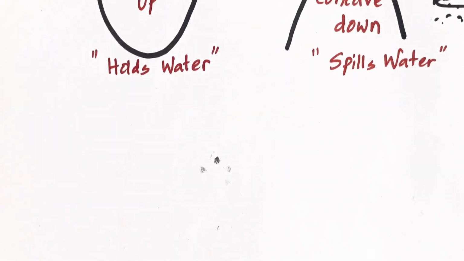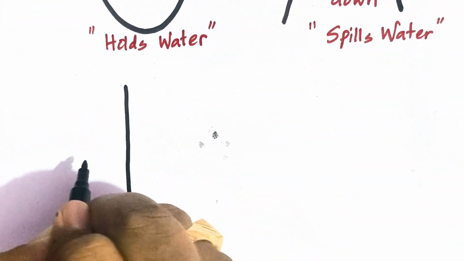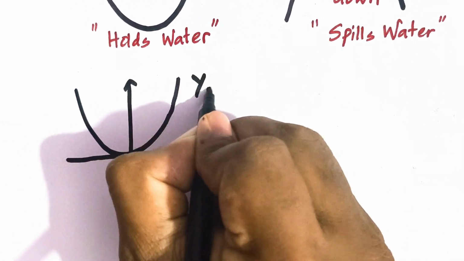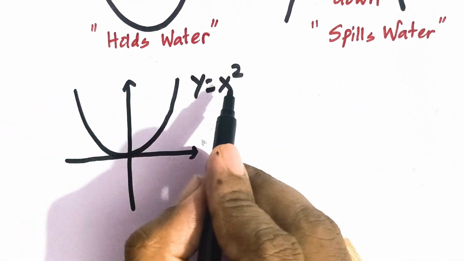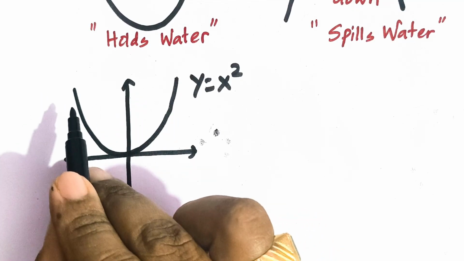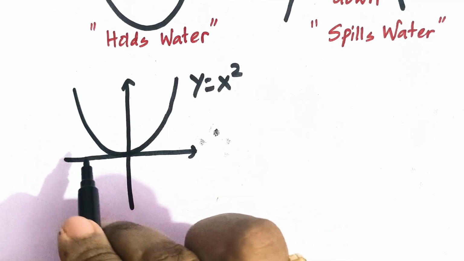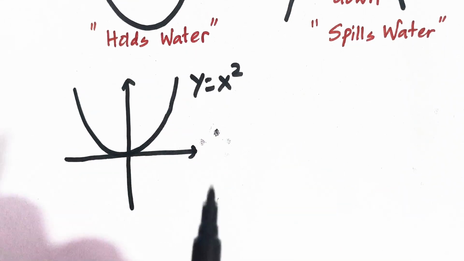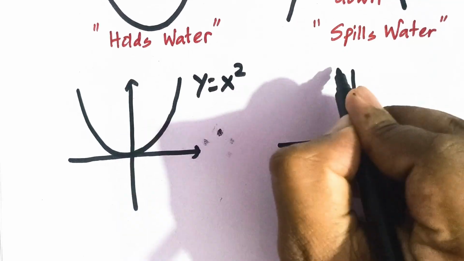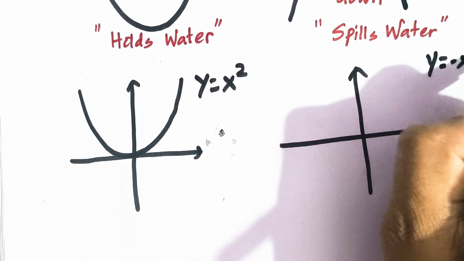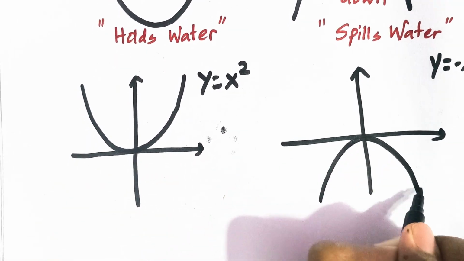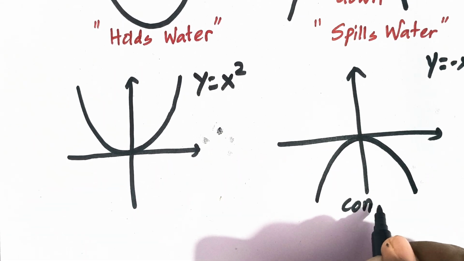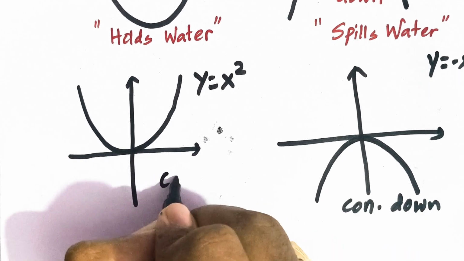Now let's see some of the graphs. Suppose we have the graph of y equals x square. Y equals x square is a parabola which looks like this one. Clearly this is concave up, and it is concave up throughout all the region. It is concave up for all x. And if you have, let's say, y equals minus x square, then its graph is in this way. So this is concave down for all x. This is concave down, and this is concave up.